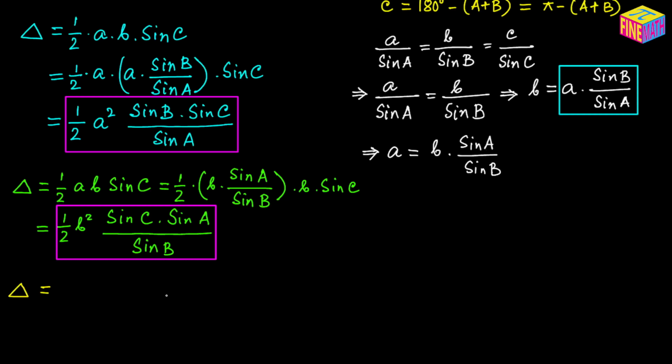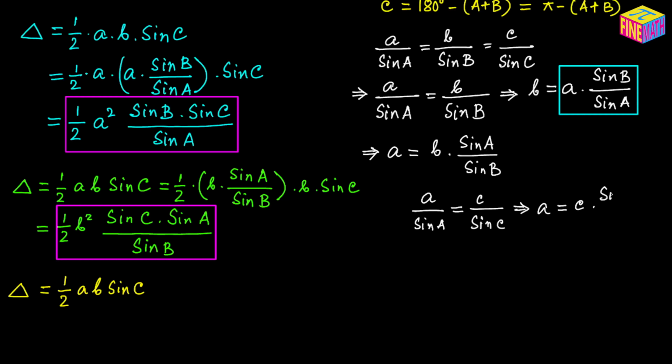So we can say area of the original triangle is equal to half times A times B times sine of C. Now from the sine law, let's try to find out the value of A in terms of C and also value of B in terms of C. So what I'm going to do, I'm going to use this proportionality. Let's say A over sine A is equal to C over sine C, and from here we can say then A will be equal to C times sine of A over sine of C.